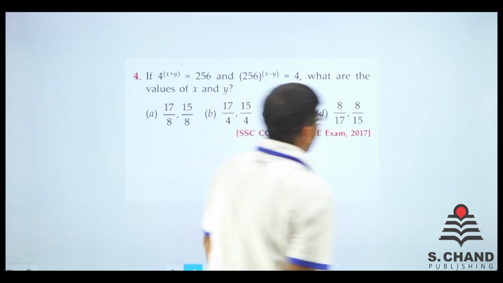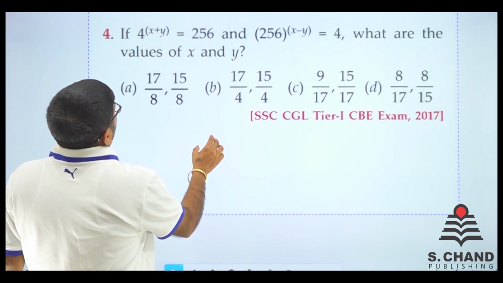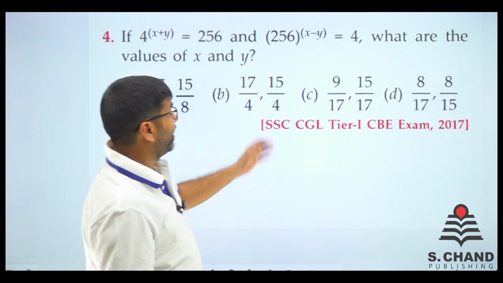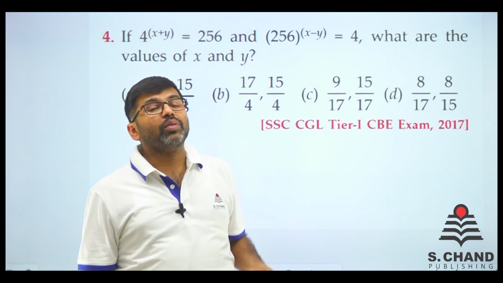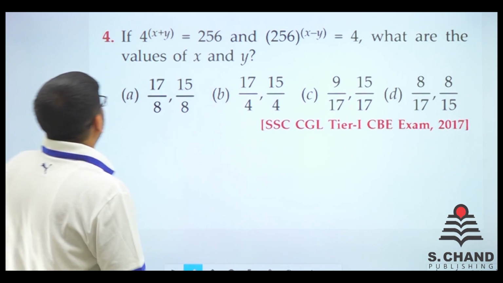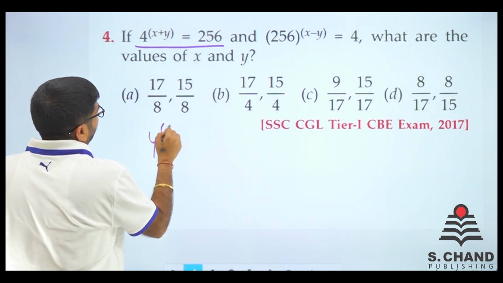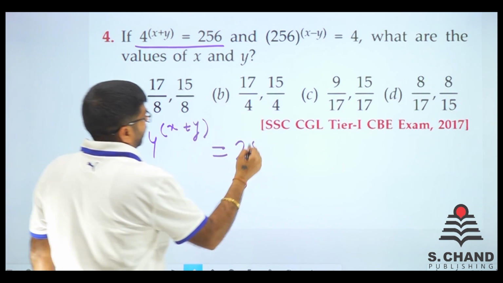Okay, so here it is. Let's see what it says. A different question altogether. Again, it is a previous year question. This is the CGL Tier 1 CBE examination, 2017, right? See, 4 raised to power x plus y. Solve this first. 4 raised to power x plus y is equal to 256.